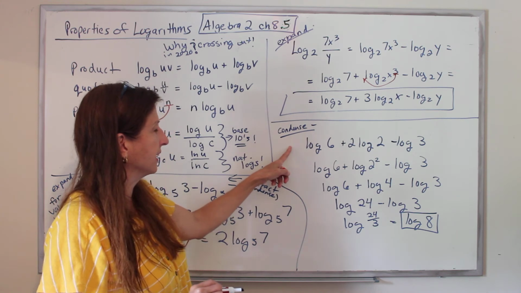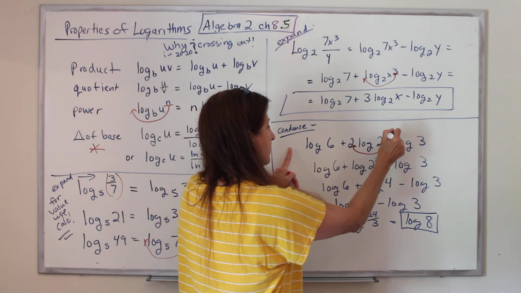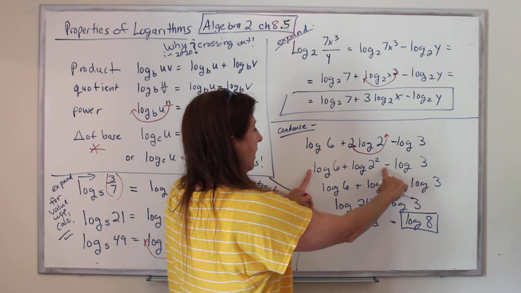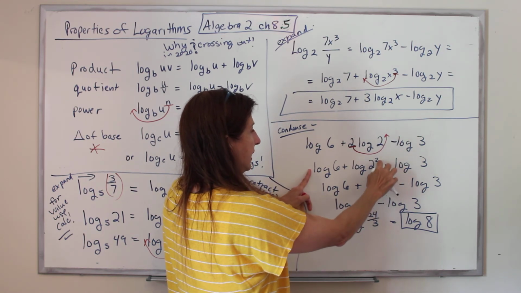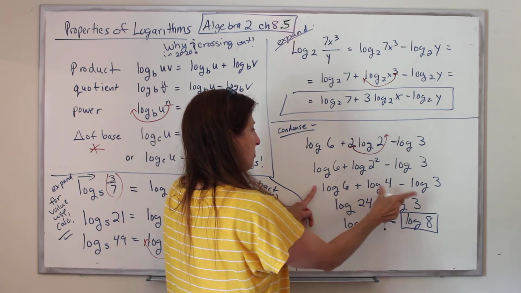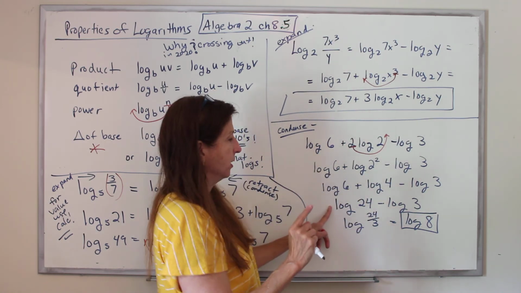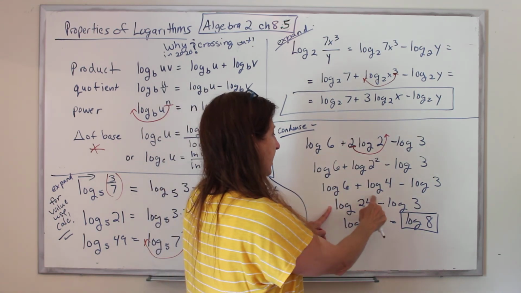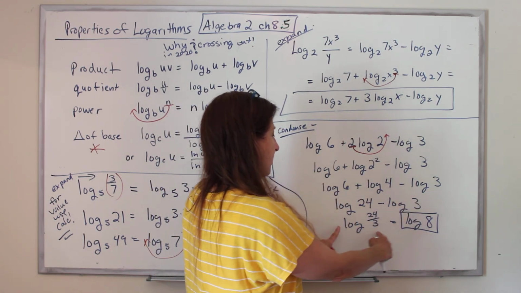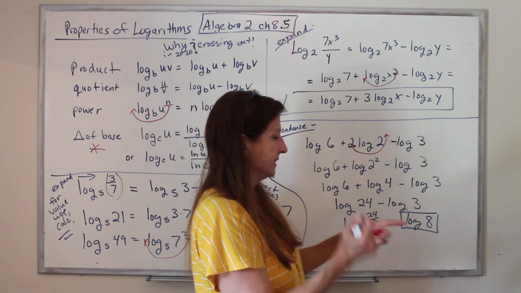This one they want us to condense. So what I did first was put this on its swing and make it swing back up there. Then I did that, 2 squared is 4. Then I put these together because they can multiply because they were added. So 6 times 4 is 24, it rhymes. And then these are now subtract, so they're divide. And 24 divided by 3 is 8.